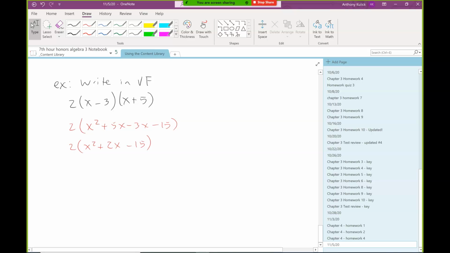So what should I do next then? Yeah, do the b over 2 squared. So our b is 2. 2 divided by 2 is 1. 1 squared is 1. Good. Then what? Yeah, kick the last 2 out the back. Distribute the 2 through to those guys.